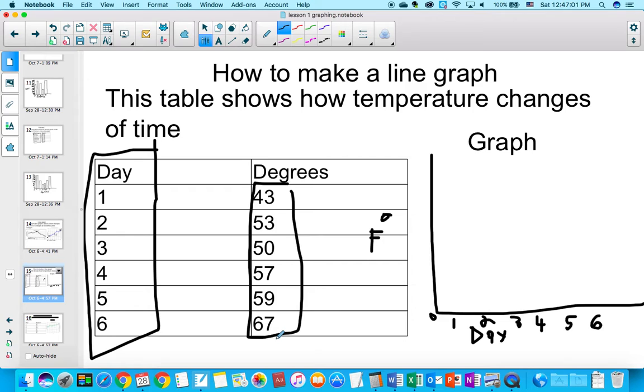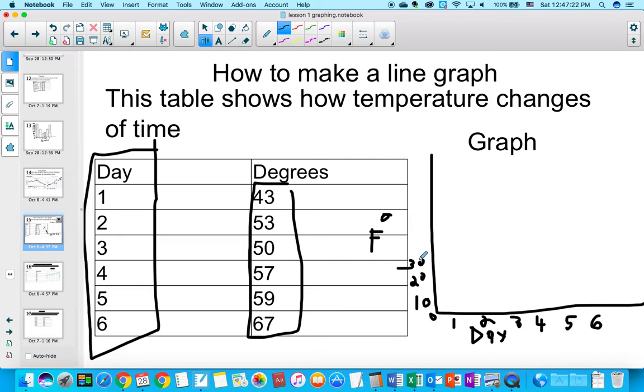So what numbers do I want to go up by? Well, I want to go up by, let's say, tens. Yeah, let's go up by tens. Right? 20, 30, 40, 50, 60. And it's going to be hard to draw because, again, with a line graph, you need to connect the dots and it's got to look clean.